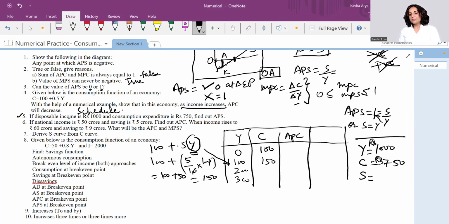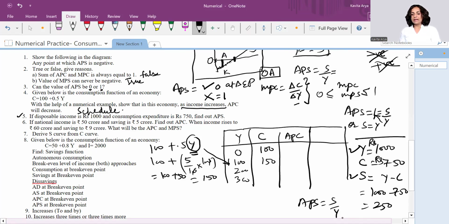So savings means unconsumed part of income, that is 1000 minus 750, that gets you 250. So it means we are having S and we are having Y. So what's the formula of APS? APS is equal to S by Y, and S is 250 here and Y is 1000 here. So we get to have 0.25 as the value of APS. I hope the things are clear.